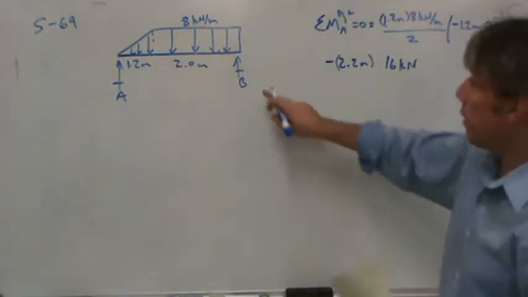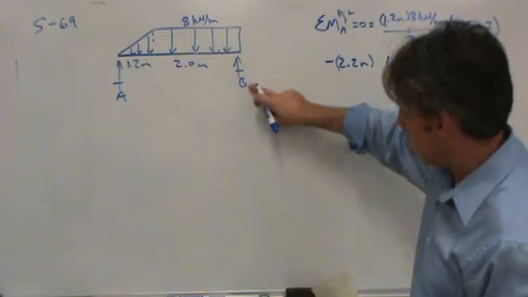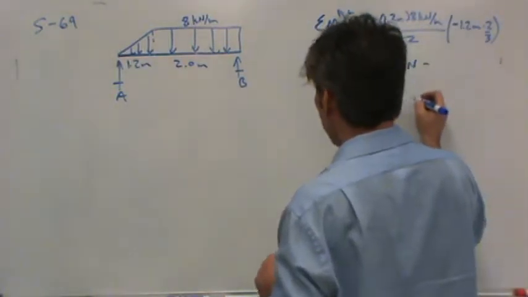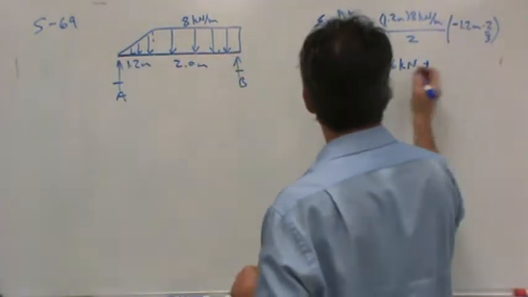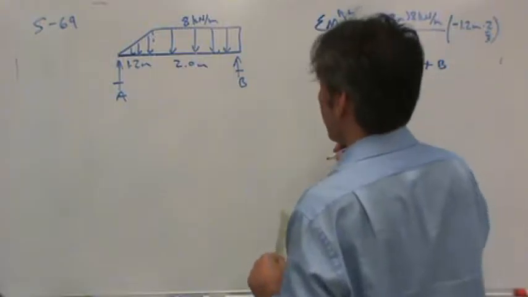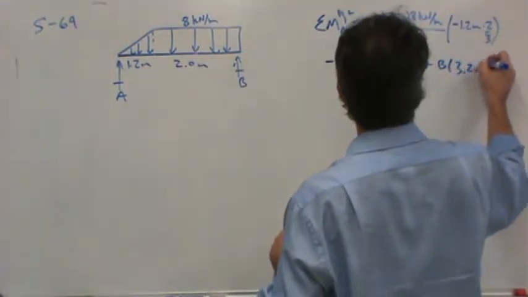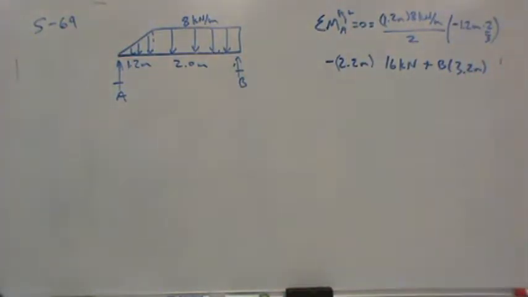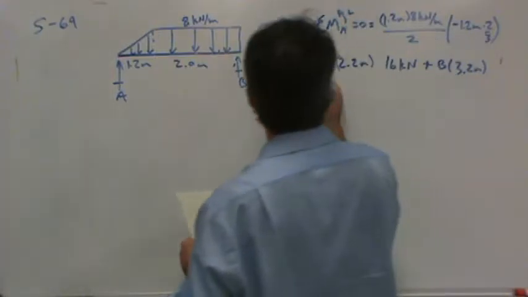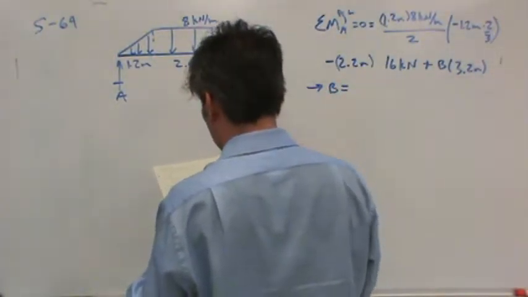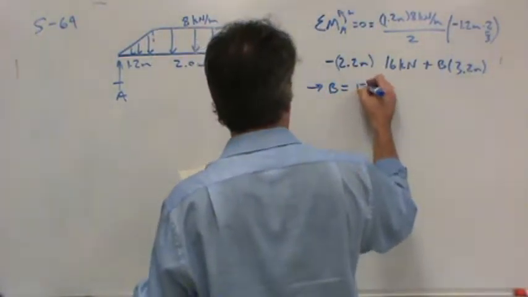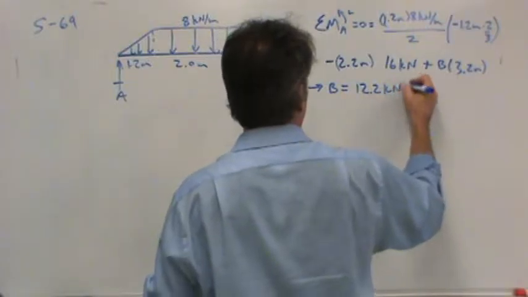Okay. Now the only thing supporting this is the reaction at B. So that's going to cause a positive moment. So force B multiplied by distance, 3.2 meters, should allow us to solve for B. Okay. So 1.2 plus 2 is 3.2. So finally, the reaction at B comes out to 12.2 kilonewtons.